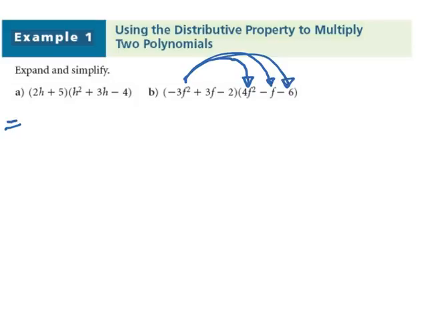Negative 3 times 4 is negative 12. And f squared times f squared is f to the power of 4, 2 plus 2. Just recall, if we multiply f squared by f squared, we're adding the exponents, therefore we get f to the power of 4.